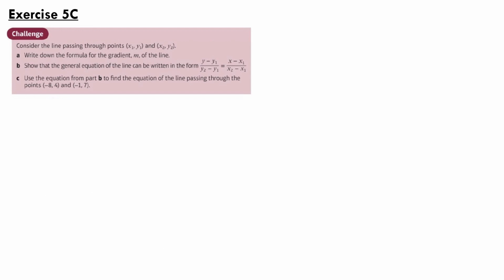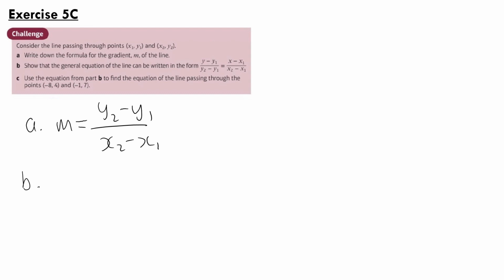Okay, our next question comes from exercise 5c. Consider the line passing through the points (x1, y1) and (x2, y2). Part A says write down the formula for the gradient m of the line. So, the gradient is the difference in y over the difference in x, so that is (y2 - y1) over (x2 - x1). Okay, part B.